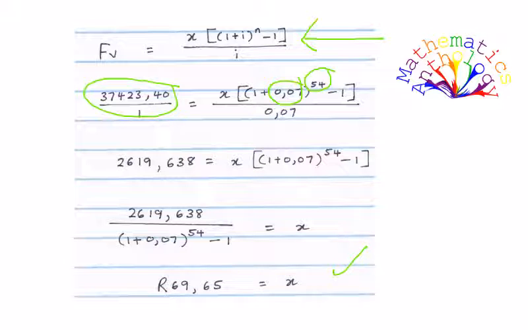Okay. So we're trying to solve for x here. So we'll multiply both sides of that formula by 0,07 to get rid of it from the bottom on the right. So we'll have 2619,638 is equal to x into 1 plus 0,07 to the power of 54 minus 1. To get x, we divide by that square bracket on the right hand side there. And we'll end up with x is equal to 69 rands and 65 cents.